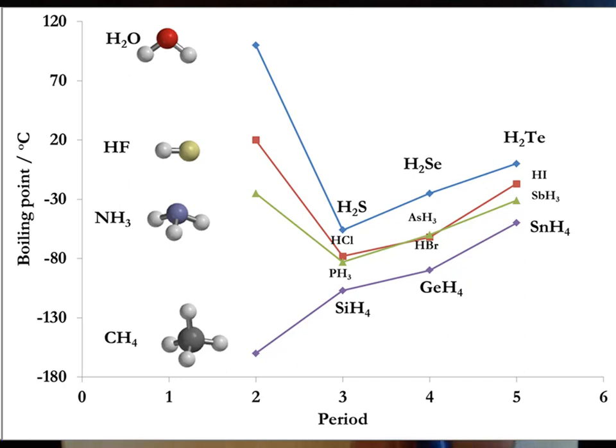But holy cow, look at what happens with water and HF and ammonia. The boiling point of these 3 compounds is anomalously high. It doesn't follow the trend. And this graph shows the impact that hydrogen bonding has on the strength of intermolecular forces in water, HF, and ammonia, and the impact that that has on boiling point. Stronger intermolecular forces, higher boiling point.